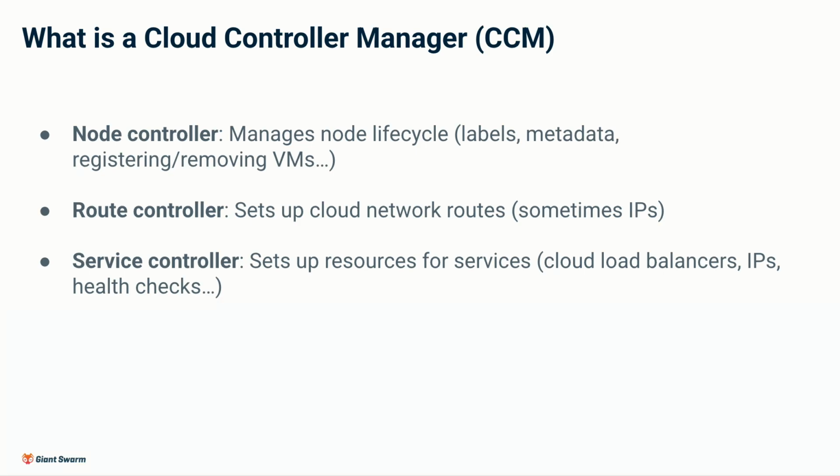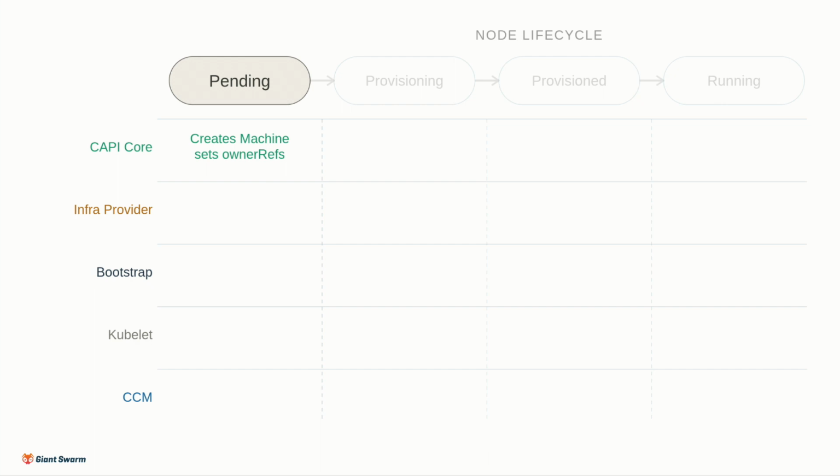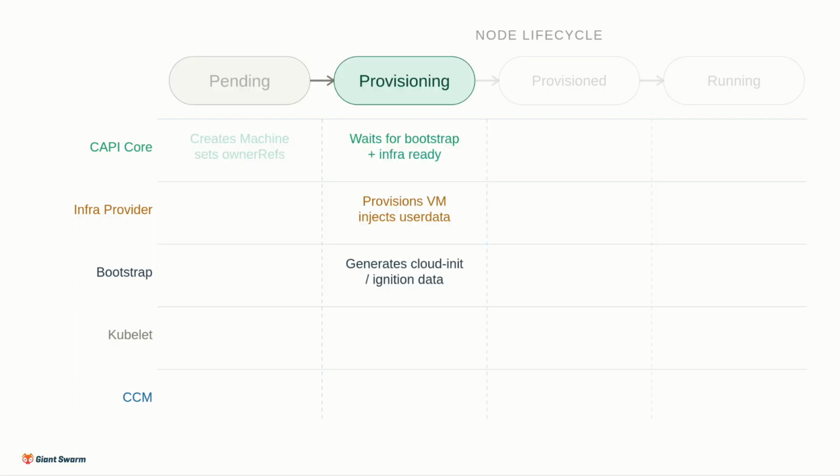So this is pretty important for the node lifecycle. At first, when a Machine CR is created, it starts in the pending state, and then the core CAPI controller sets the owner ref and waits. Then comes the provisioning state, where three things happen. The bootstrap controller will generate the cloud-init or ignition data, depending on whether you use an Ubuntu-based OS or Flatcar, for instance. The infra provider spins up the VM and will inject that metadata using the infra-specific system of metadata passing, and then CAPI will wait for both to be ready.